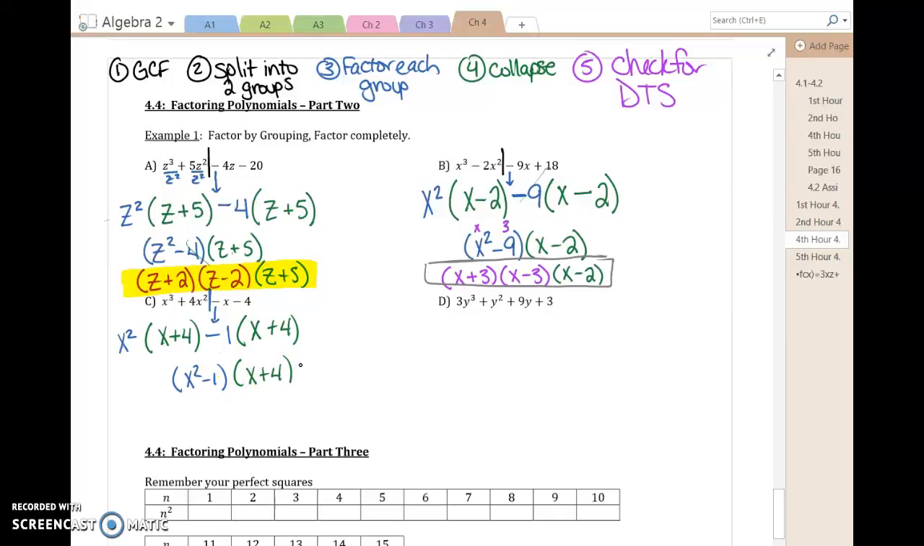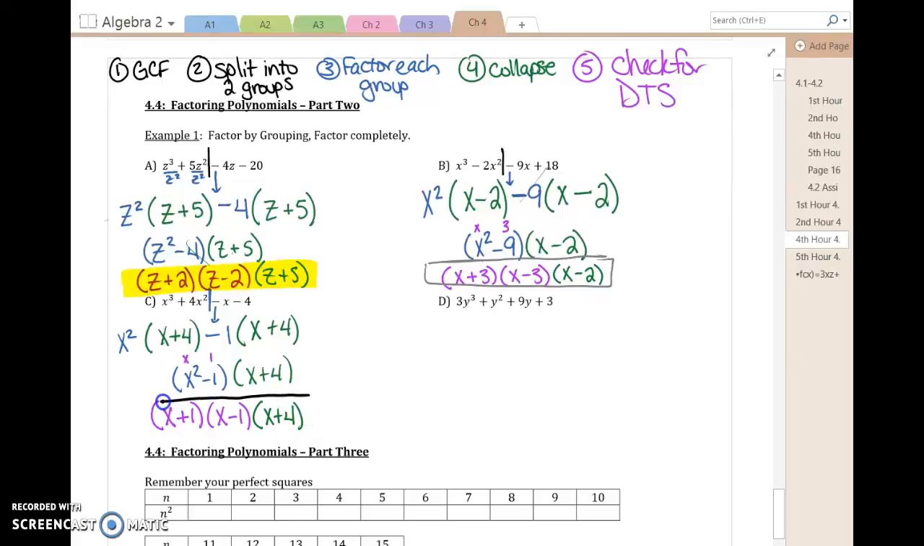Is that answer done? Is that factored completely? This is actually kind of a difficult difference of 2 squares to notice because a lot of people forget that 1 is a perfect square. So x squared is the perfect square of x. 1 is the perfect square of itself, of 1. So this factors completely into x plus 1, x minus 1, and we still have the x plus 4 at the end.